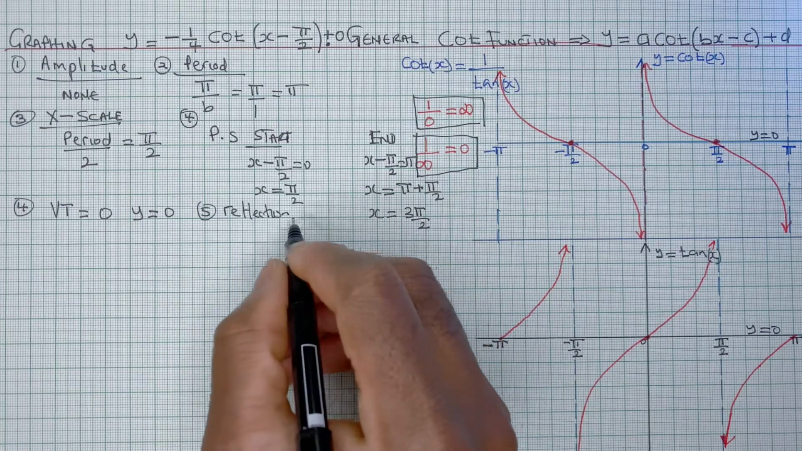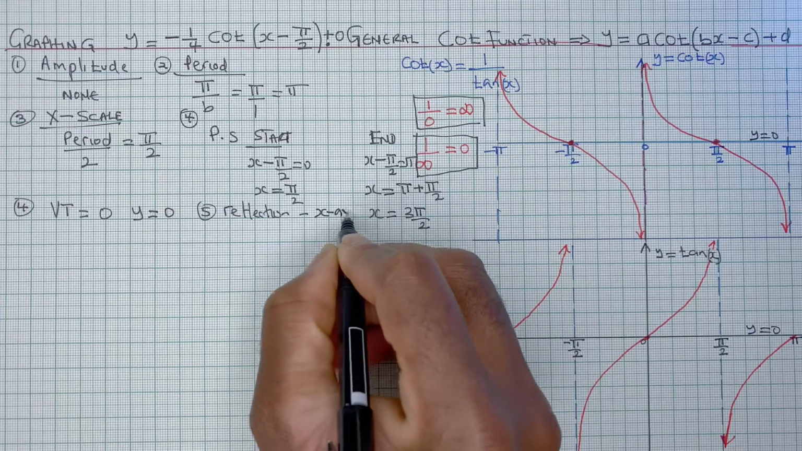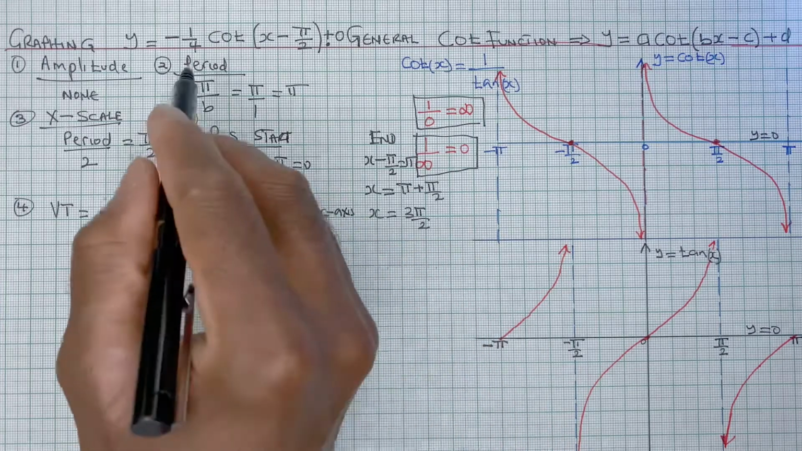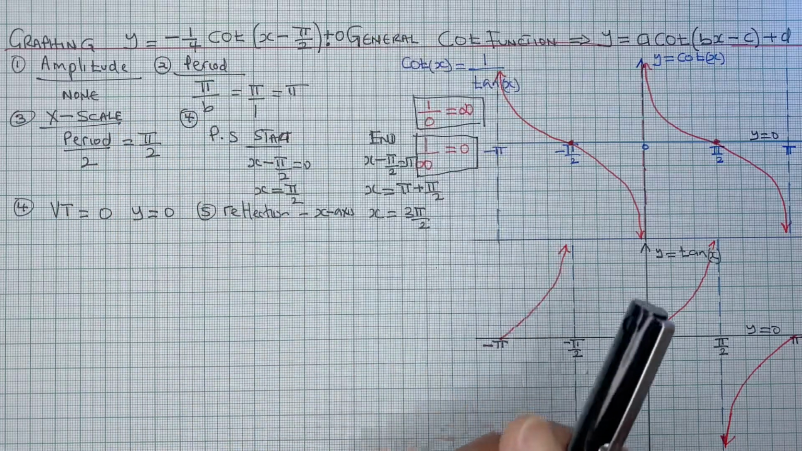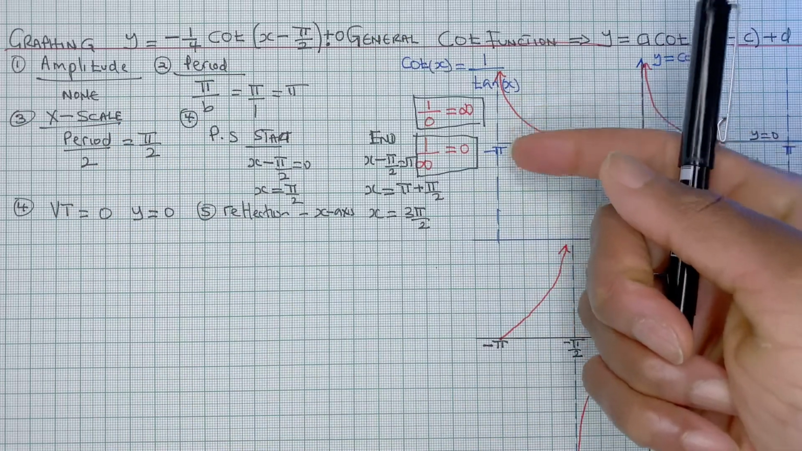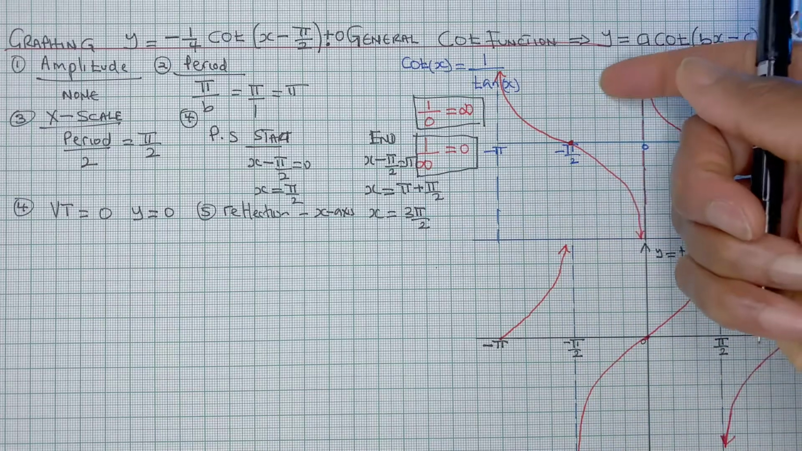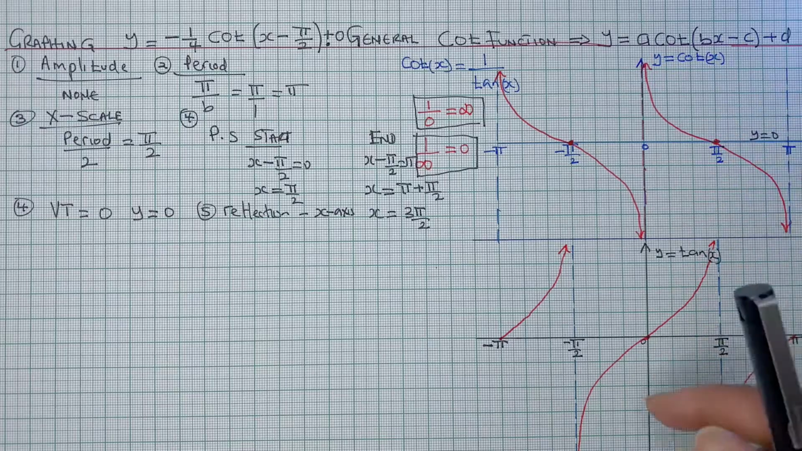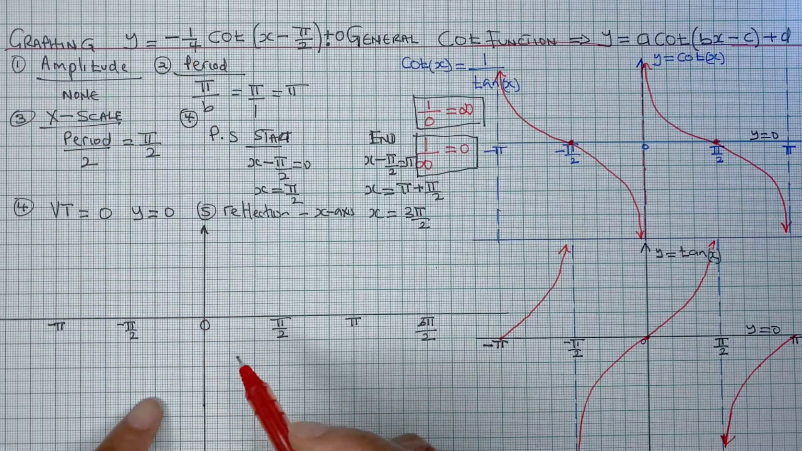Yes, we have a reflection along the x-axis, because it's a minus here. The minus tells us there's a reflection along the x-axis. So in this case, it will be reflected down, and that will be reflected down, and this will be reflected up, and that will be reflected up. Right, so we're going to sketch the function now.